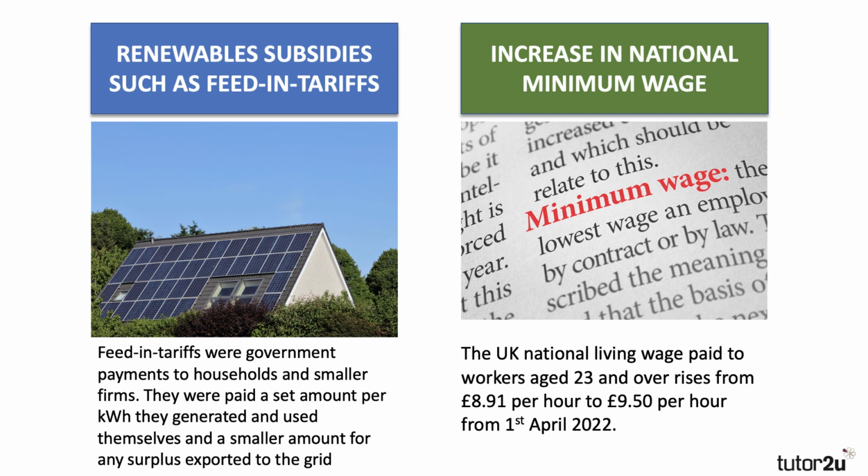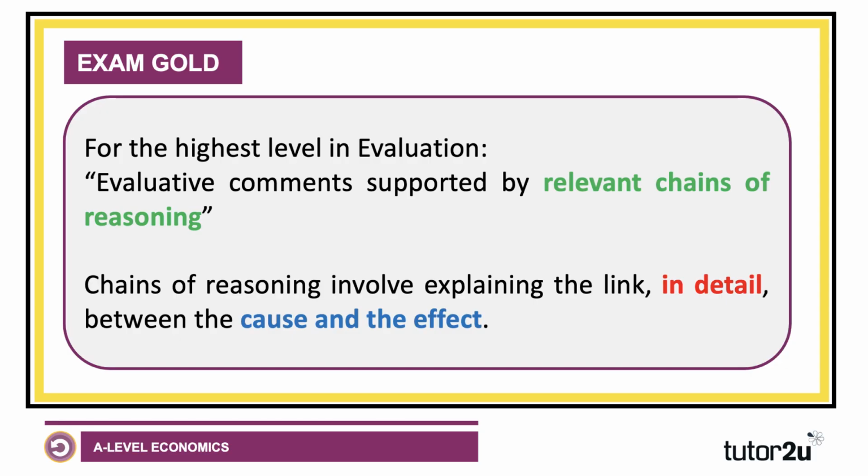And minimum wage, of course, rarely out of the headlines. The UK minimum wage, sometimes called the national living wage, by people who don't understand what a living wage is. But anyway, the minimum wage is going to go up from £8.91 per hour to £9.50 per hour for adult workers on the 1st of April 2022.